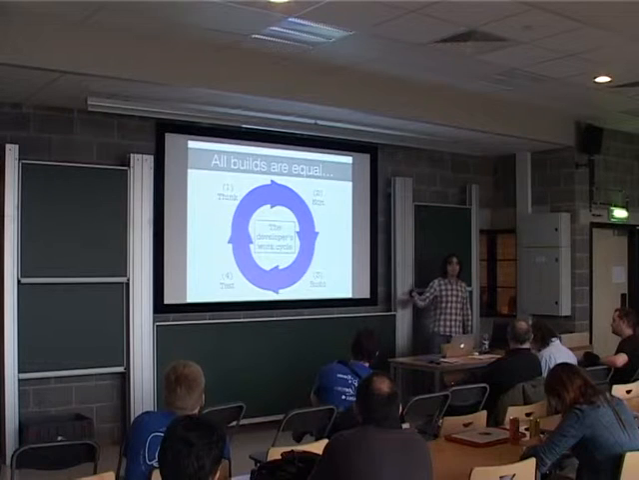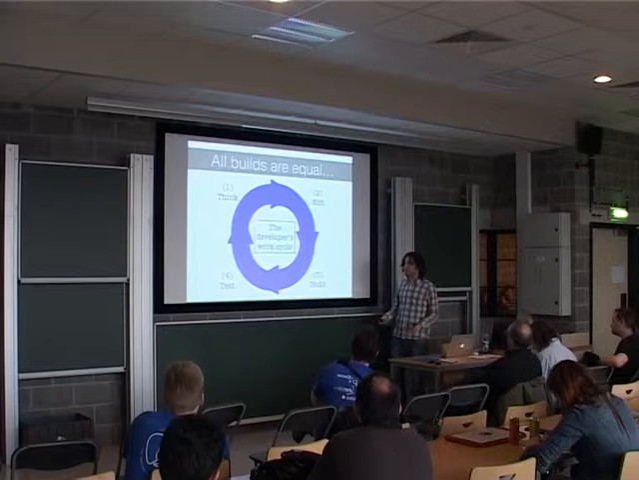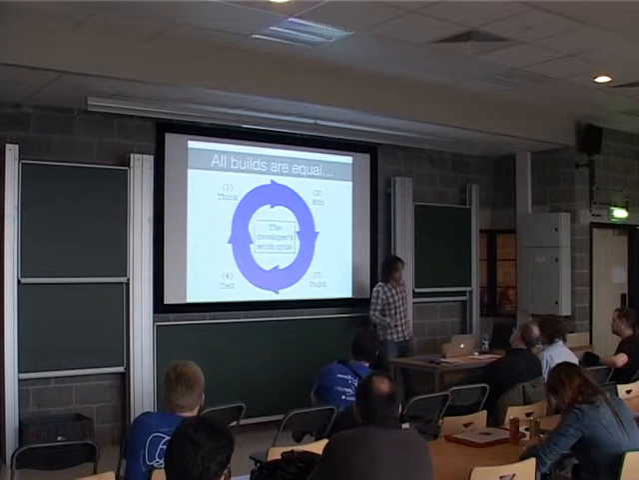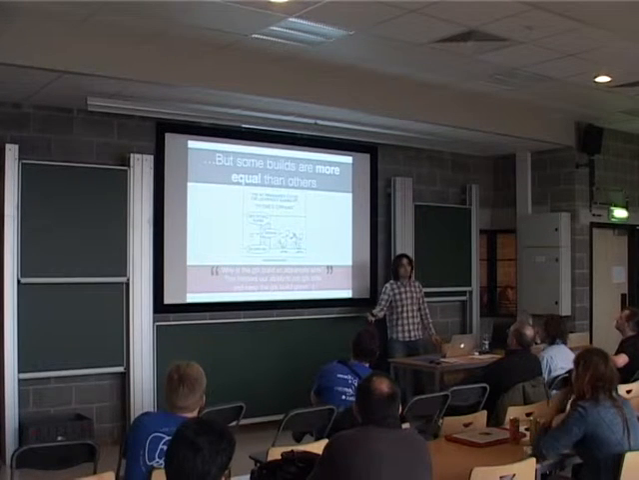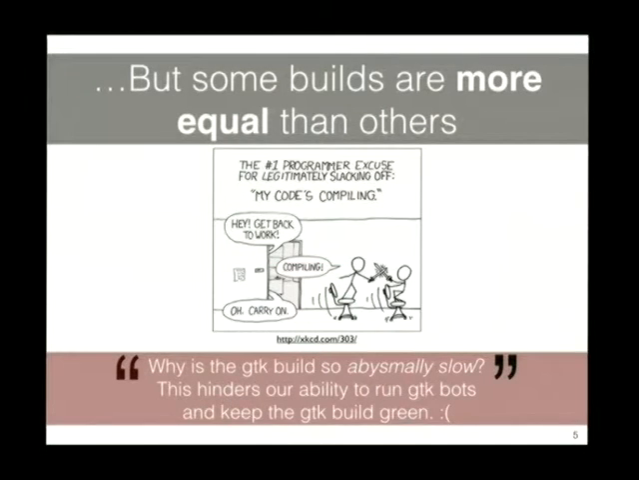But in this model, all builds were thought of as equal. So anytime I ran the build, it was just doing the build step. But in reality, some builds are more equal than other builds. Some builds actually take longer than other ones do. And this recent XKCD comic kind of highlights that, saying that one of the number one reasons for developers slacking off is the code is compiling. So they're waiting for the build to actually complete.